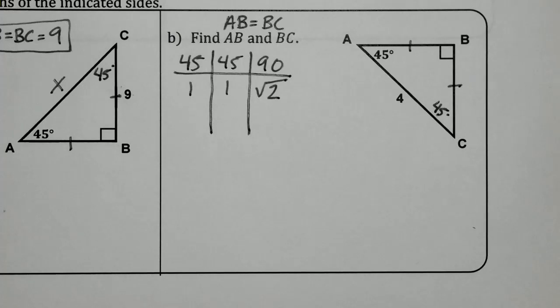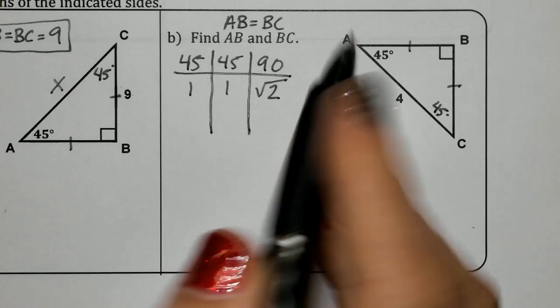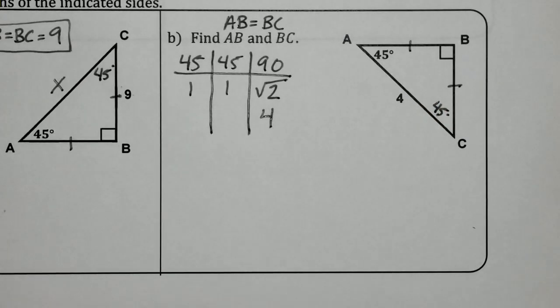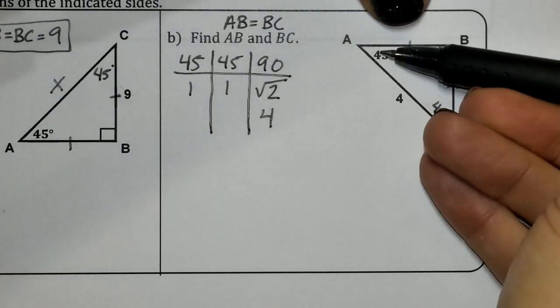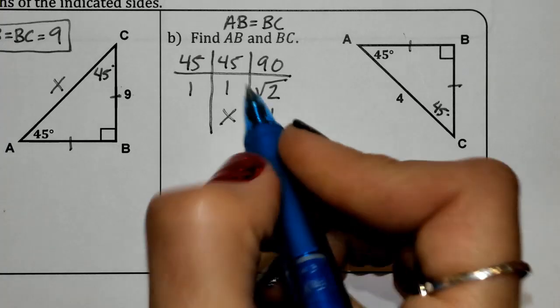Okay, what do we have? What do we need? We have 4, which is across from the 90, so 4 goes under the 90. We need the leg, so it doesn't matter which one we put X for, we're looking for what's across from the 45. Again, I'm just going to ignore that first column, we only need one of them. Now we can set up our proportion.